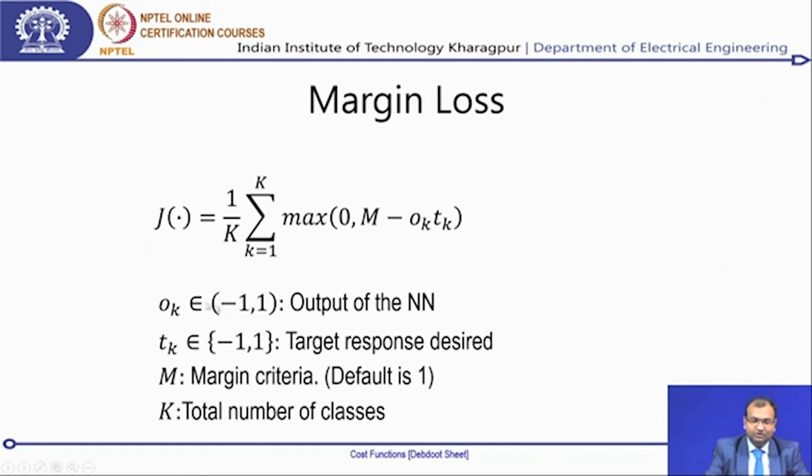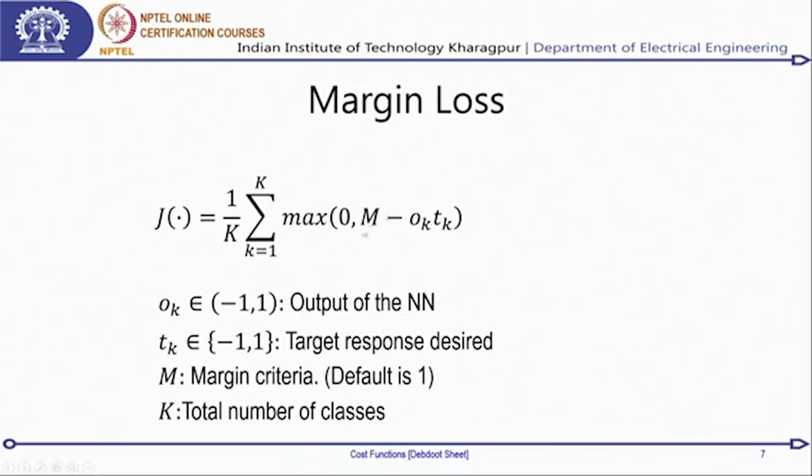Now, typically for using this kind of cost function, a margin loss, the nonlinearity has to be definitely a tan hyperbolic nonlinearity, which can generate in the range of -1 and +1. If you use, say, a sigmoid kind of nonlinearity, that is not going to solve your problem in any way. So, in order to keep it between -1 and +1, you will have to use a tan hyperbolic nonlinearity over here.